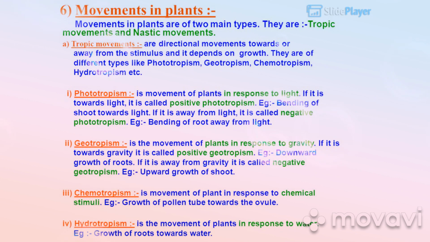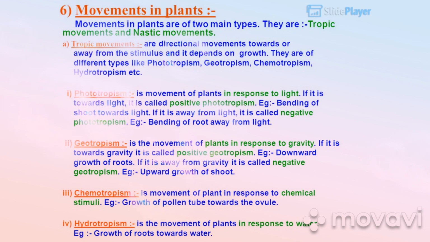Movements in plants. Movements in plants are of 2 main types. They are tropic movements and nastic movements. Tropic movements are directional movements towards or away from the stimulus and depend on growth. They are of different types like phototropism, geotropism, chemotropism, hydrotropism etc.